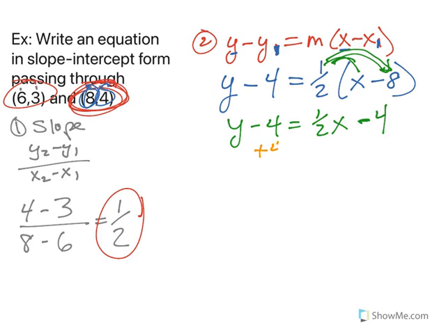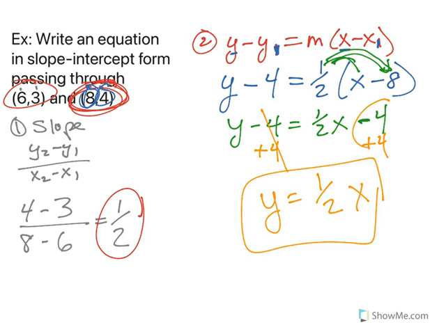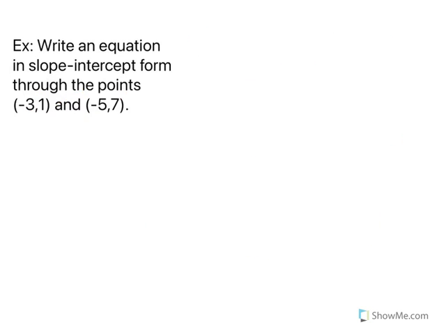Now, to get y by itself, because of slope-intercept form, I add 4 to both sides, and my answer is y equals 1/2 x. Negative 4 plus 4 cancels out, and that's what I'm left with. We're going to do a couple more examples. Watch as many as you'd like.